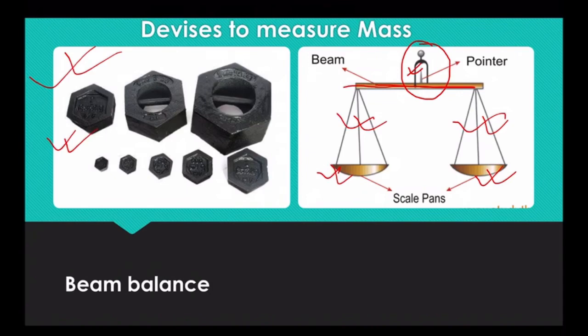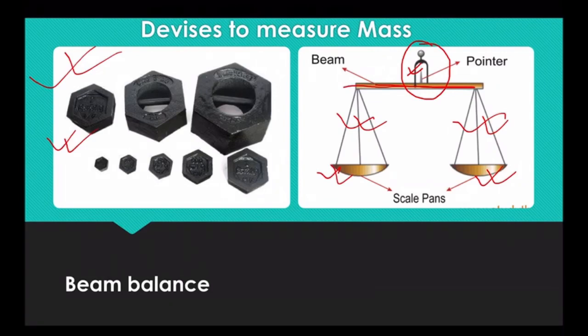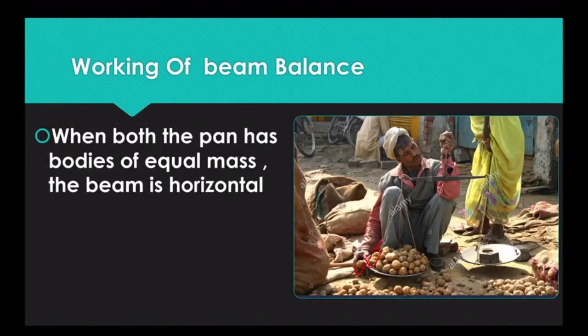Now let's see how we measure it. Look at this man. What has he done? He has placed a certain amount of potatoes in one pan, and he is placing weights like this sort of weights in the other pan. In one pan he has placed the potatoes, in another pan he has placed a weight like this. Let's go back to the slide and see. See, he has placed potatoes on one of the pans, and on the other pan he has placed the weight.